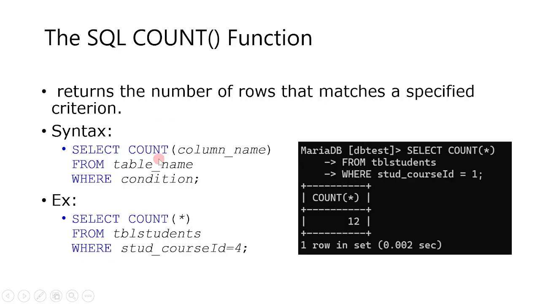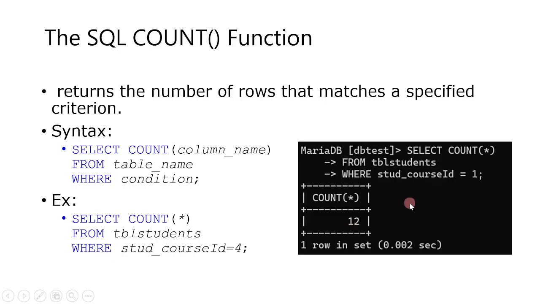So for example, but before that, I have here the syntax. Select, then count, then the column name from table name, then our condition. In this example, I'm going to count how many BSIT students, because 1 is for BSIT. So I have here select count asterisk, meaning it is a wildcard, so therefore for all columns, from table students where course ID is equal to 1, so it returns 12. So meaning there are 12 BSIT students.